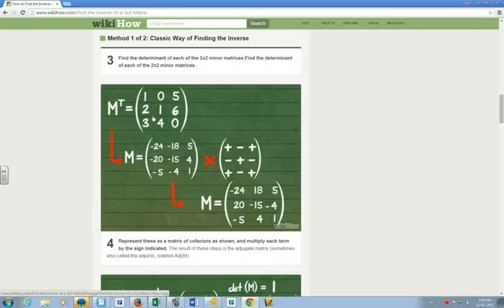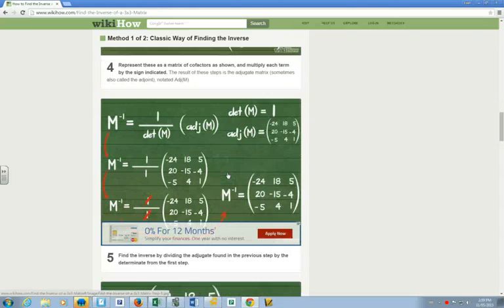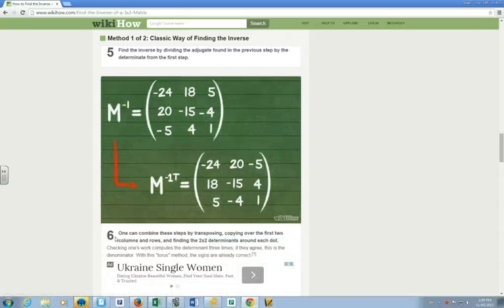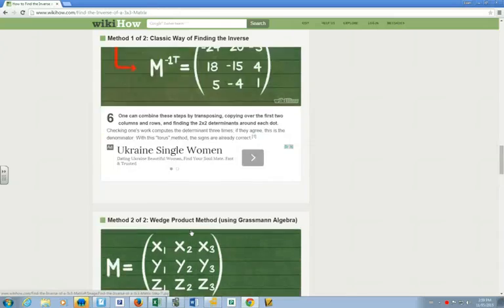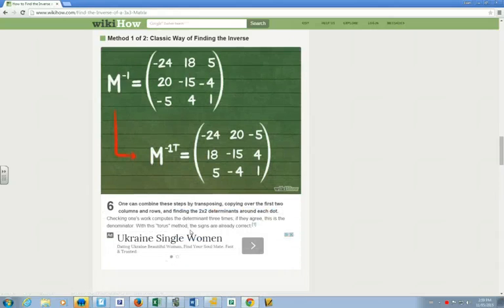Then you take your, we've got all the cofactors. And we got to make a new matrix with a whole bunch of plus and minuses. That should be easy to do. All right, find the inverse by dividing this one in the previous step by the determinant from the first step. Okay. And then copy over the first two columns and rows with the transpose. And then, well, that's only 6 steps.